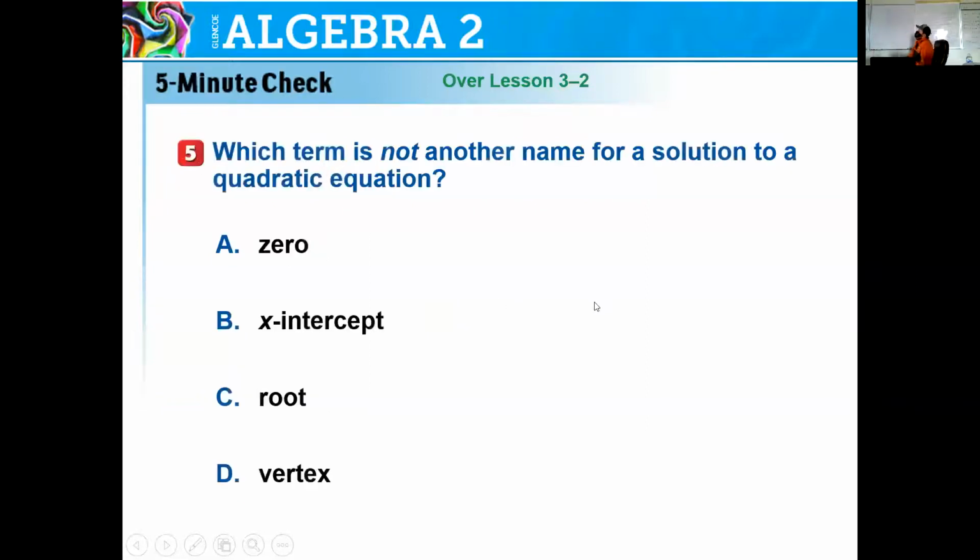And then the last one, a little bit of vocabulary here. Which term is not another name for a solution to the quadratic equation? So remember, solutions are all talking about x-intercepts. They are also referred to as zeros, and they are also referred to as roots. So the only one that does not equal the solution is the vertex. Vertex is probably the most important point when you're graphing these parabolas, but most tests and most everything else, they're going to be concerned about the roots or the x-intercepts.